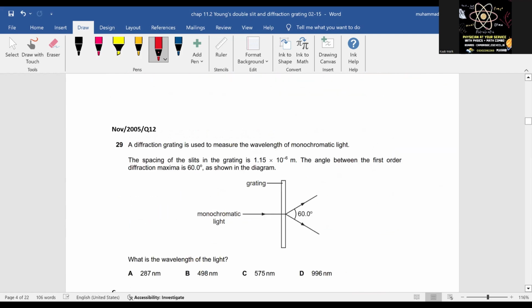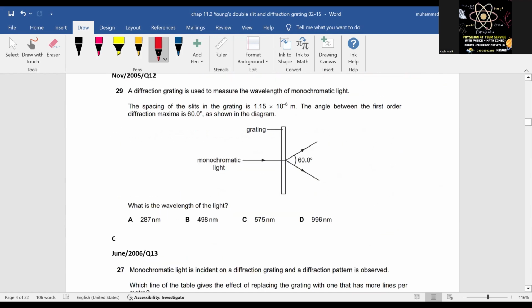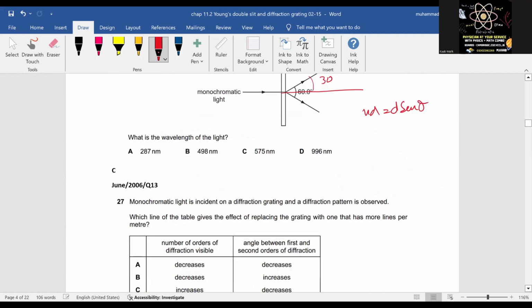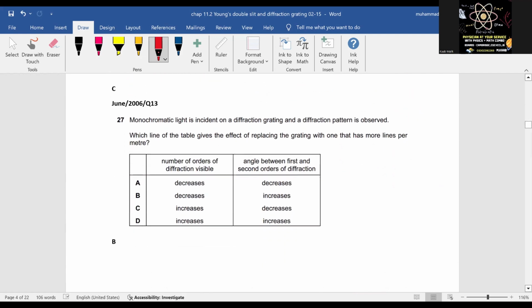Got it. Okay, so we did this type of question previously. You just need to separate this, and the angle between the undeviated light and the first order is 6 and 30. Then you have to use n lambda is equal to d sine theta, and everything is given. You just need to put it in and solve it.